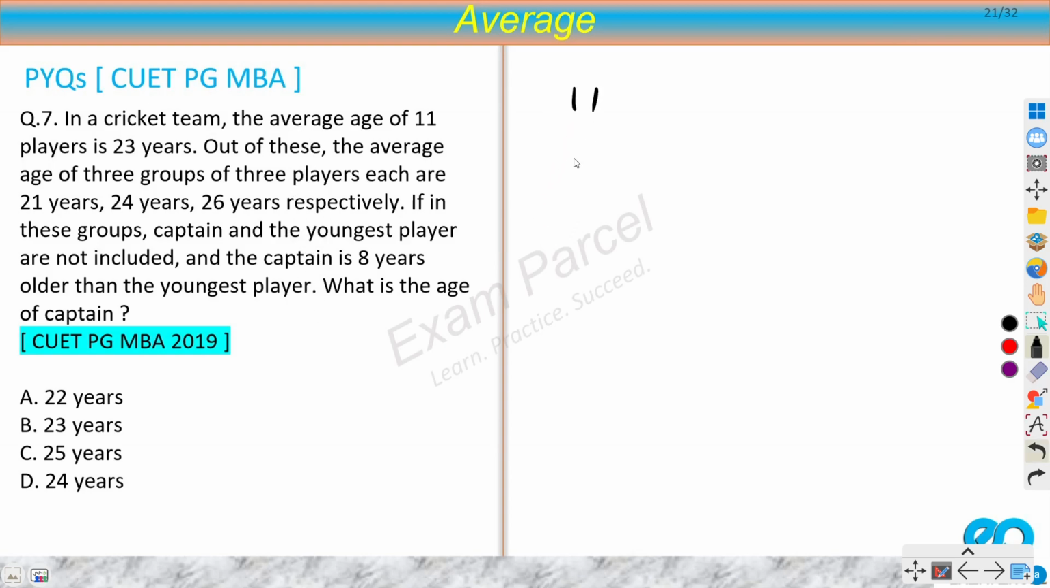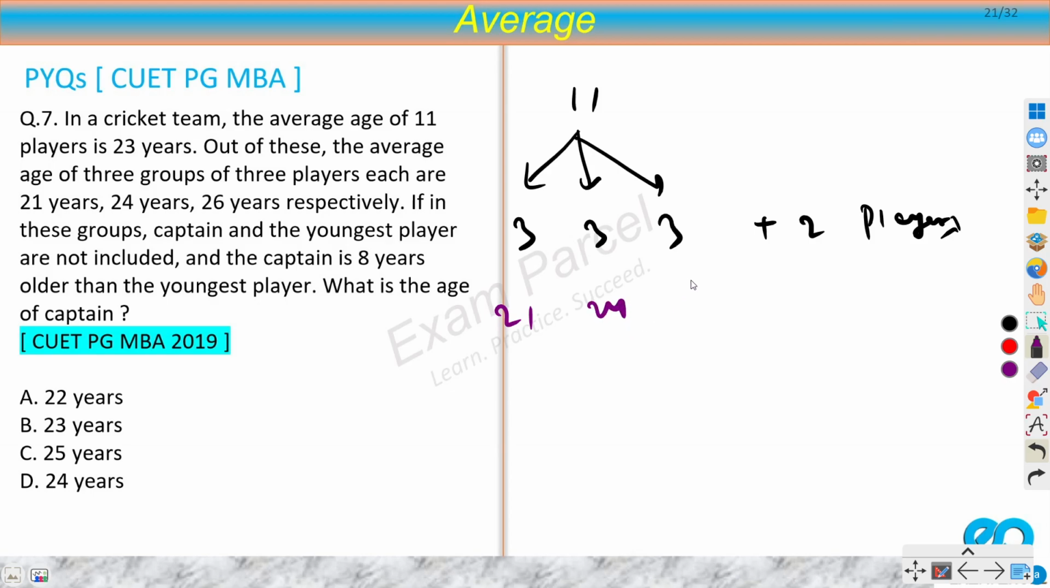See, there are 11 players and we are making groups of 3, and there are 2 extra players, 2 players who are not in any group. And the averages are given for these. So these 3 are 21, these 3 are 24 and these 3 are 26. So this is my average.